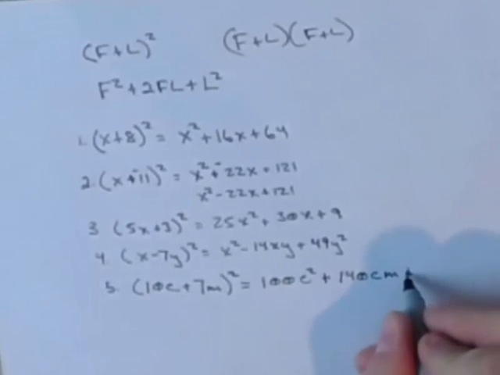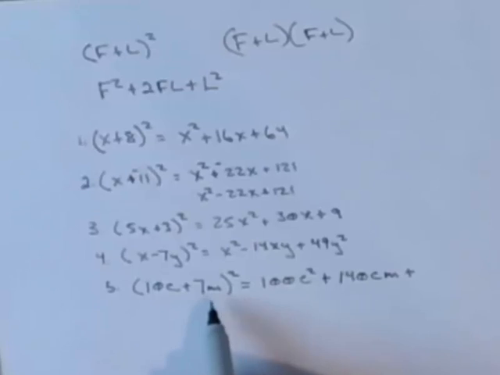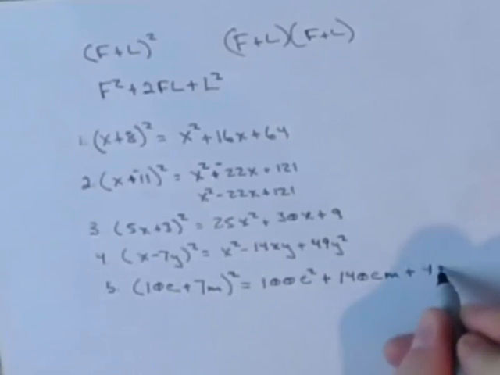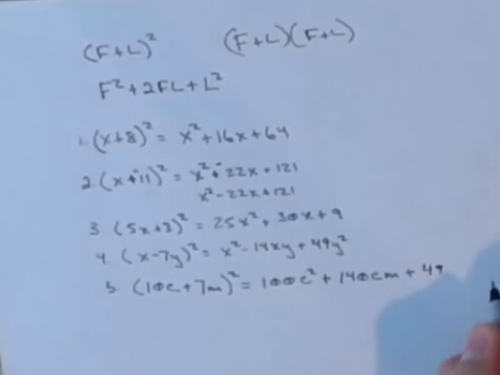plus last squared. The last is 7m. 7m squared is 7 times m times 7 times m. That's the same as 7 times 7 times m times m. 7 times 7 is 49. And m times m is m squared. So the answer to number 5 is 100c squared plus 140cm plus 49m squared.